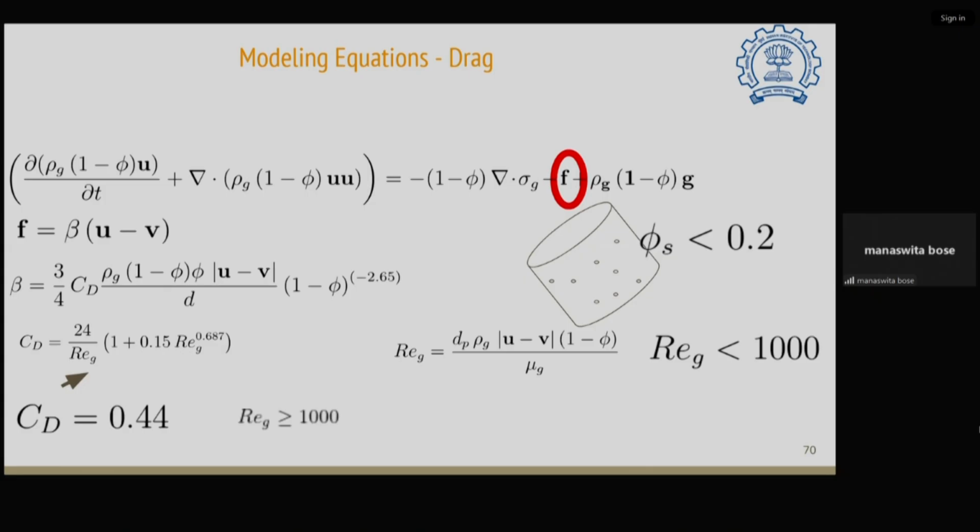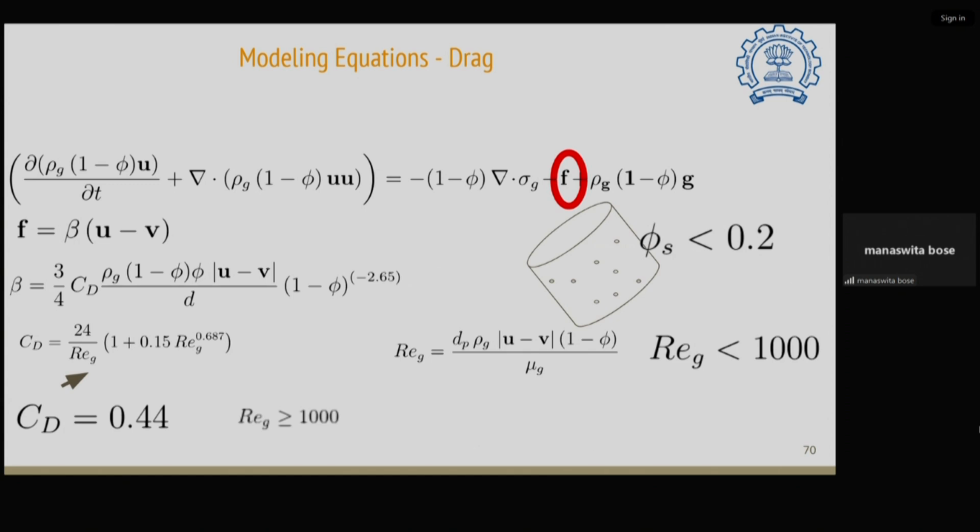These names may be slightly confusing because they are similar. One has to look at the names very carefully, but I think this is popularly known as the Wen-Yu drag law when you have the volume fraction correction included in it. However, the approach is from the single particle limit, and that's why it is valid for phi s less than 0.2. Phi s represents solid volume fraction.